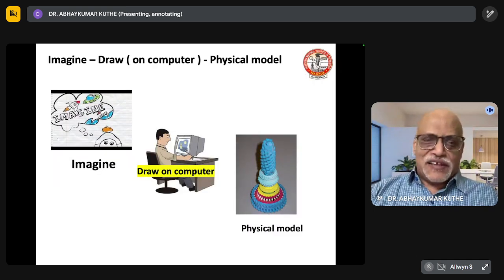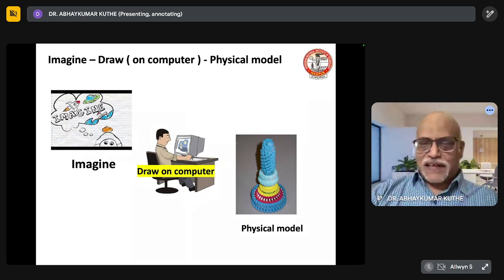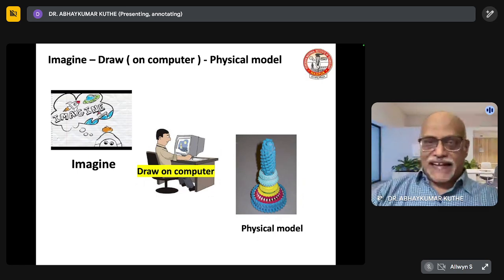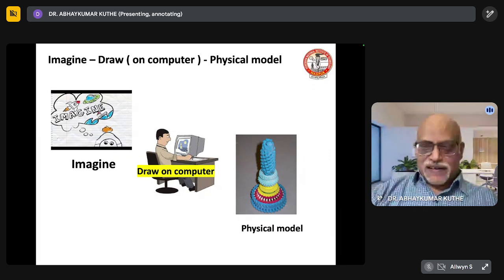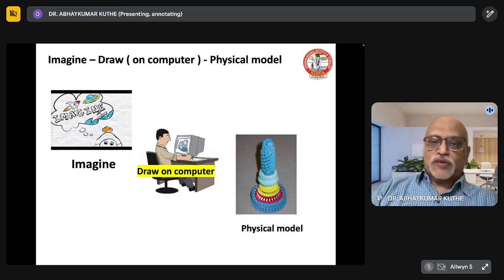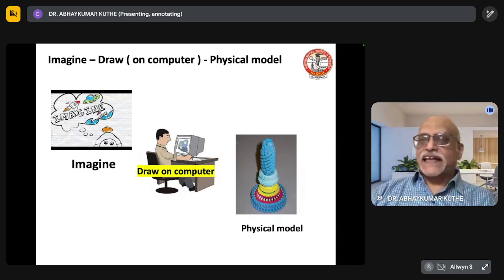So in general, it is: imagine something in your mind, draw it on a computer, and if you can draw it on a computer, it will be possible for you to see the physical model directly. So that's how we define 3D printing or rapid prototyping or even additive manufacturing. We are going to look at all these concepts or terms one after the other. But the interesting point is that whatever you draw in the computer, you can directly get the physical model. And that's the advantage of 3D printing.